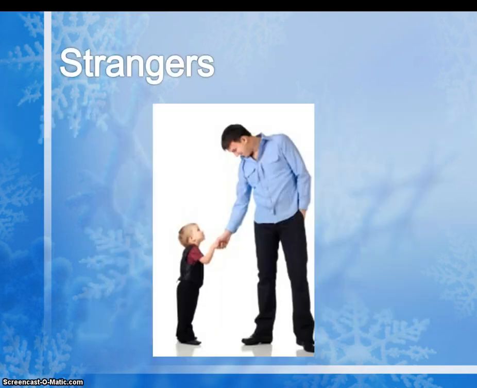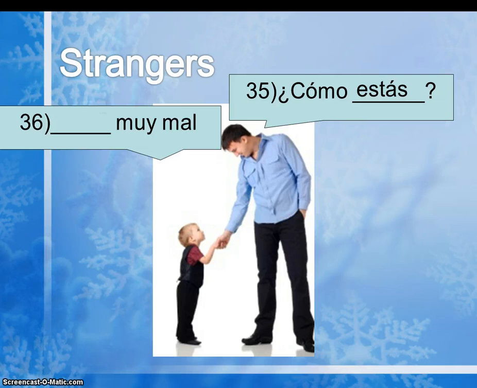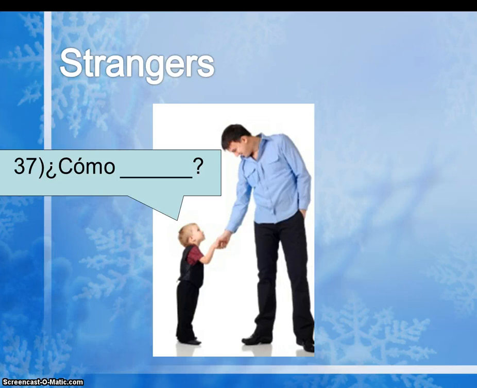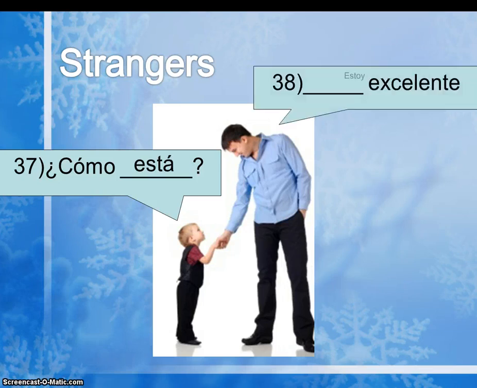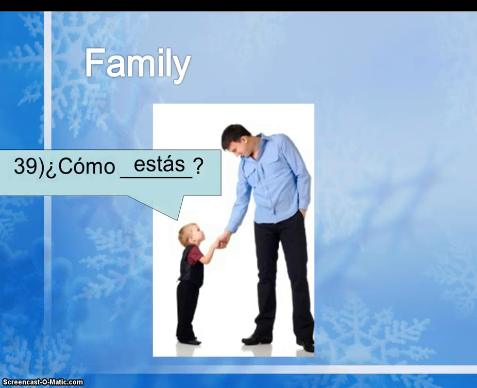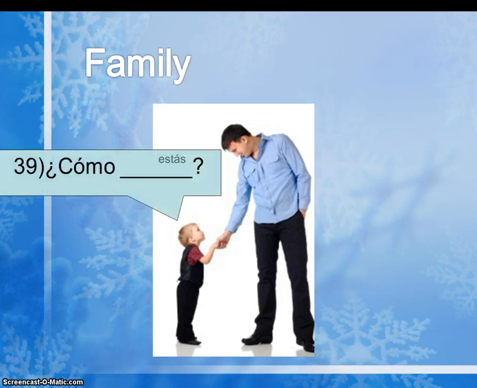Strangers. Adult to the child is going to be ¿cómo estás?, and he's going to say estoy muy mal. Okay. Now what will he say back? He'll say back ¿cómo está? because he's older. He'll say estoy excelente. Now let's say they're family, he'll say ¿cómo estás? Okay, you see that? So when they're strangers, he says ¿cómo está?, but family he says ¿cómo estás? Okay.